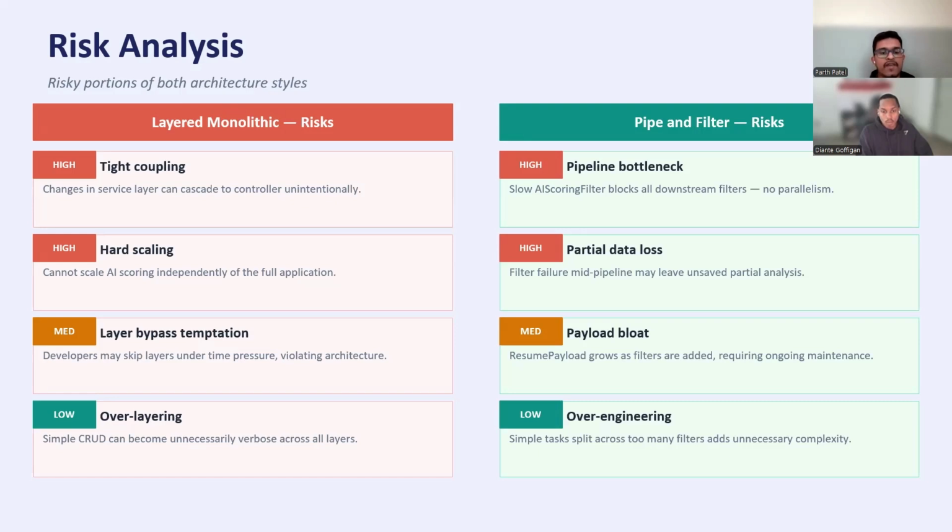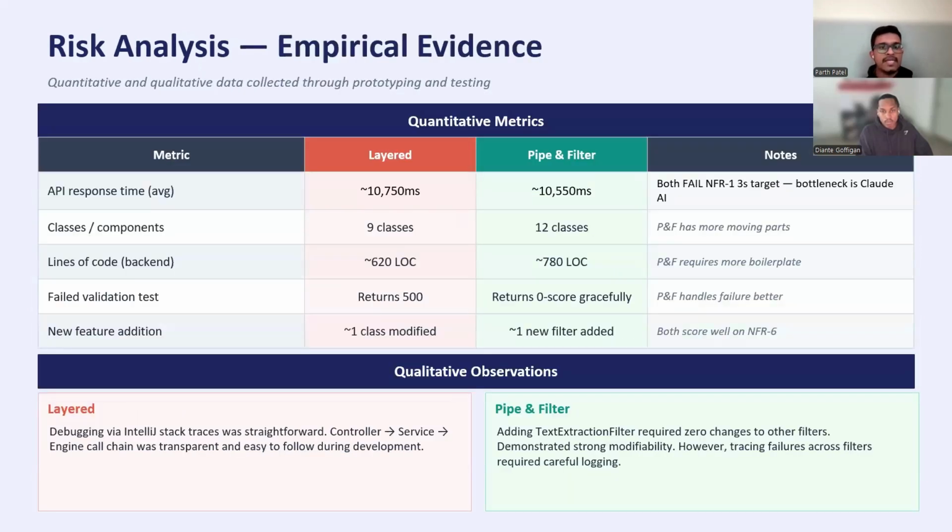We also identified payload bloat as a medium risk, and the resume payload object will grow as new filters are added over time. Importantly, the pipe and filter risks are either unavoidable or manageable, while the layer risks directly threaten our business goals. So here is the risk analysis, empirical evidence.